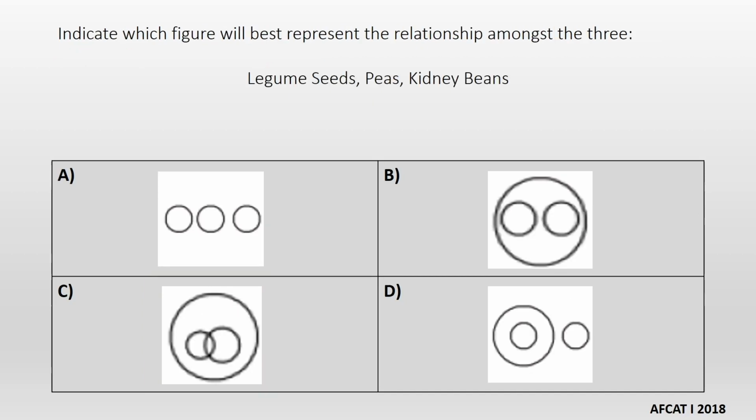Another question of Venn diagram type. We have to mark a relation for legume seeds, peas, kidney beans. So if we see, peas and kidney beans both are legume type seeds, but they are not the same. So the most appropriate figure in this is B. The bigger circle represents legume seeds and the smaller 2 are peas and kidney beans, and both are independent from each other.